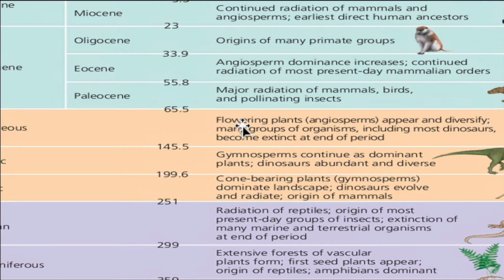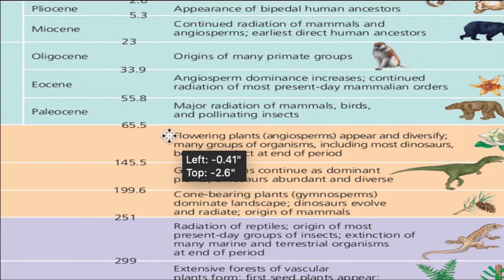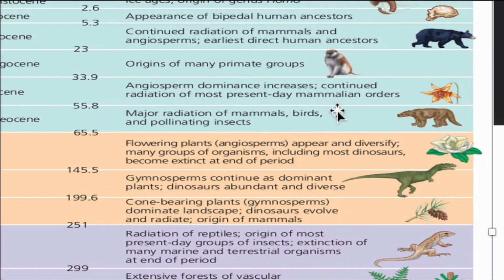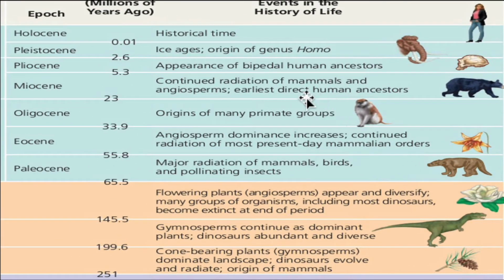Towards the end, about 65 million years ago, the Cretaceous period ended and the Paleocene started. During this point, we see the mammals come and take over. So now you have a major radiation of birds, mammals, and even insects, pollinating insects. As time progresses, we come to about 2.6 million years ago. This is between 2.6 million and 100,000 years ago. This is when the Ice Age appears.